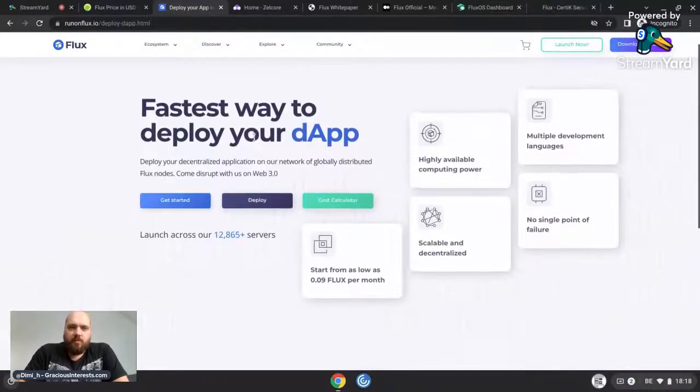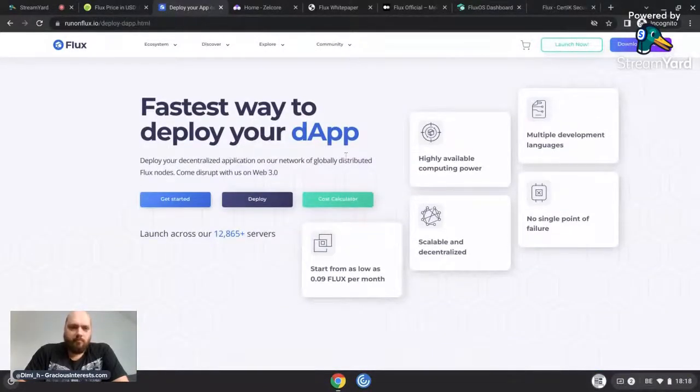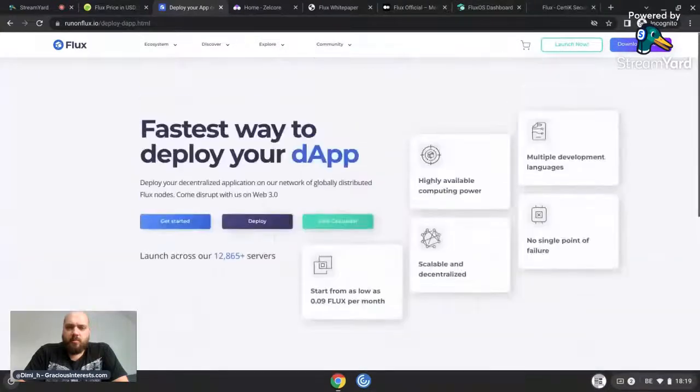To take a little look here. Start from as low, scalable, and decentralized. Multiple development languages supported. Okay, I'm interested in this one. Can I click it? Yeah, that's a shame. I was hoping these were interactive, that I could click and see what it is about for some additional information. Doesn't seem to be the case.